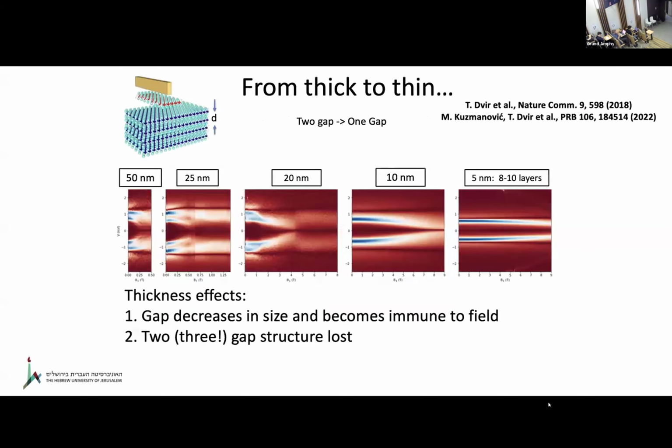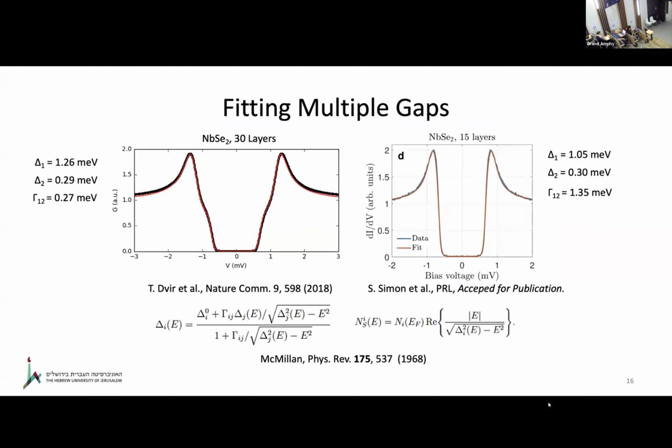And so, you could see that if you go from 50 nanometers to 20 nanometers thickness to below 10 nanometers, the two-gap feature disappears. I would always say, okay, we go from two gaps to one gap. One commonly associates the second gap with a selenium pocket, which disappears as you go thinner. Now, recently, we figured out that this is wrong. It is actually not 2 to 1, it is actually 3 to 2. That ties back to a discussion that was held yesterday in the talk of Tristan.